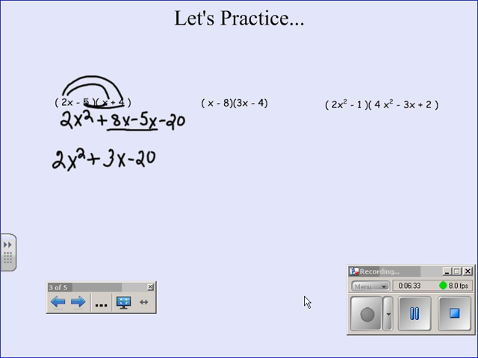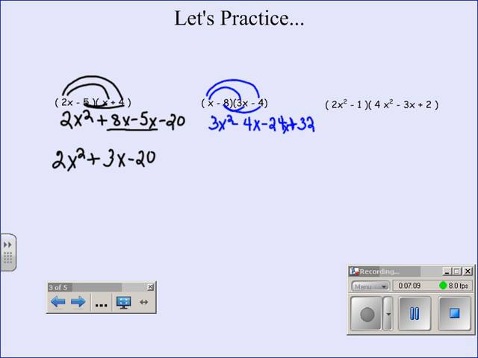The second example is very similar. Again, we're going to use the FOIL method by multiplying the two first numbers. X times 3x will be 3x squared, and x times negative 4 will be negative 4x. Negative 8 times 3x will be negative 24x. And negative 8 times negative 4 is going to be positive 32. A negative and a negative makes a positive number.